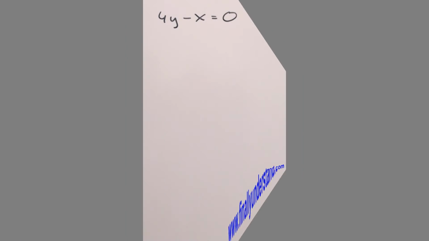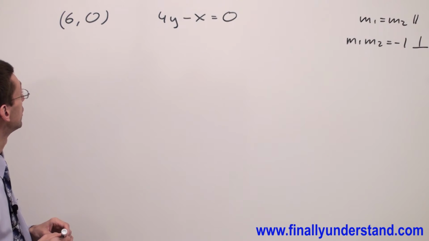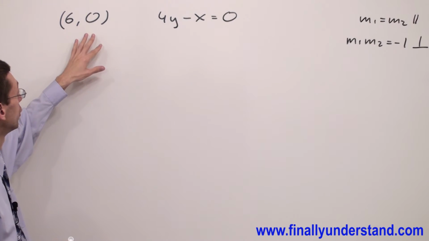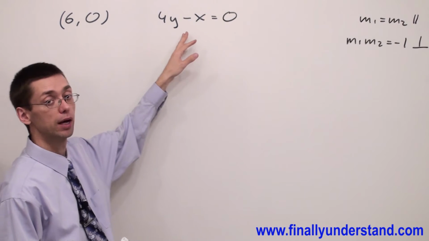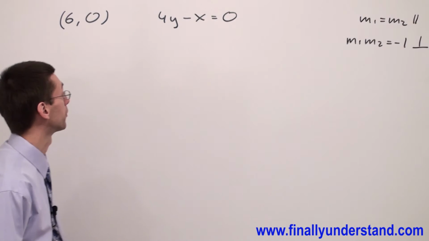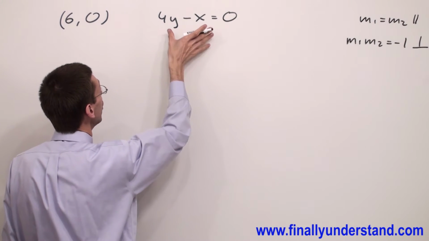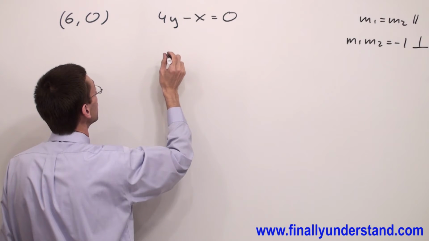Let's take a look at this example. Again, we're supposed to find the equation of the line which will pass by the point (6, 0) and is going to be perpendicular to this line. What we're supposed to do first, like always, is find the slope of this line.